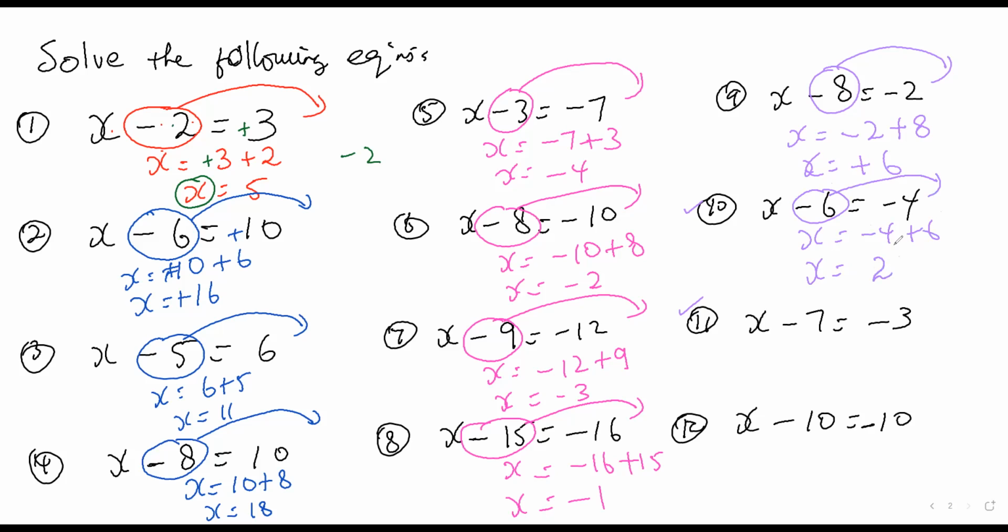Positive 2. Positive 2. Nice. Good. Because we applied the different signs law here, right? Good. Nice. Yeah. Kyla, number 11. Yeah, x is equal to -3 plus 7, which is positive 4. Excellent, go Kyla, right? Good.